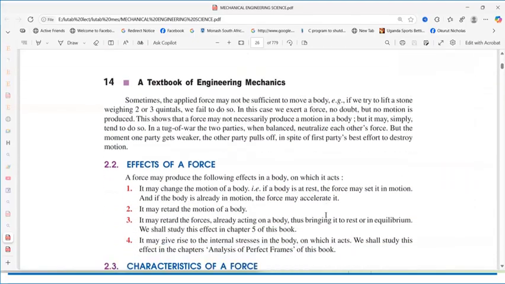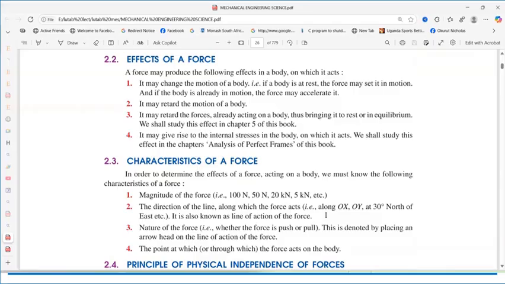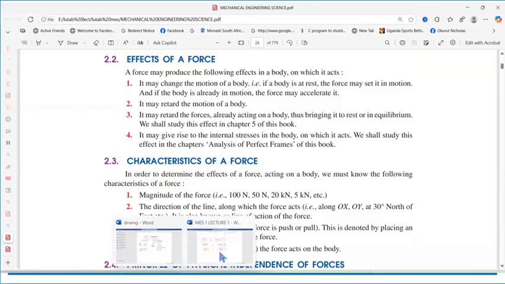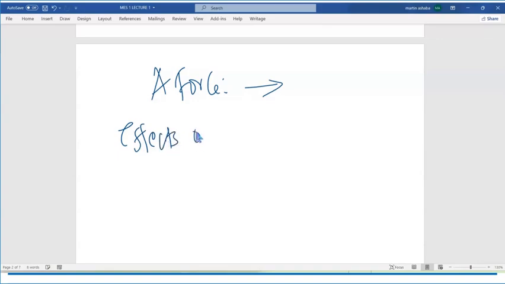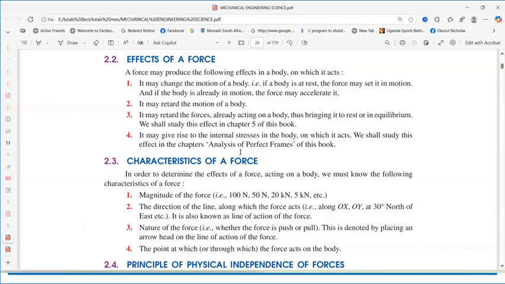And then we can talk about effects of a force. A force may produce the following effects on a body in which it acts. It may change the motion of a body. It may retard the motion of a body. It may retard the forces already acting on a body, thus bringing it to rest or equilibrium. It may give rise to internal stresses in the body.